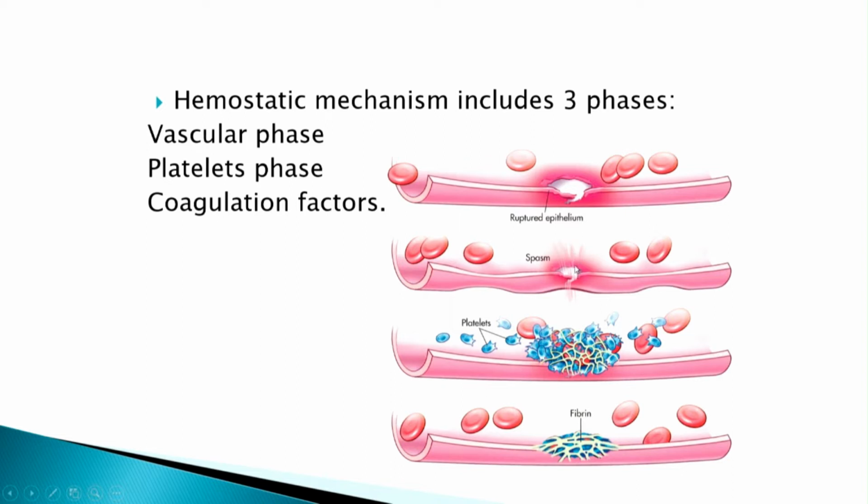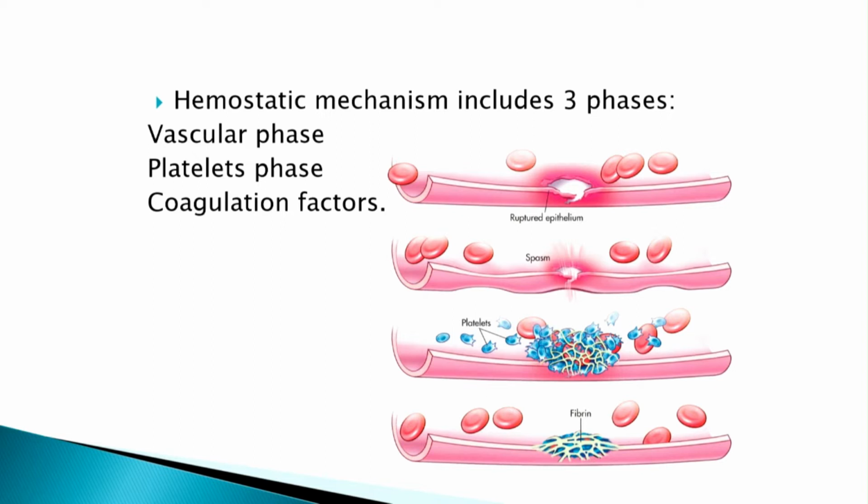In the vascular phase, there is what we call spasm of the blood vessel, and this is constriction of the blood vessel. This is in order to constrict the blood vessel and to reduce the amount of blood released from the injured wound or from the injured blood vessel.